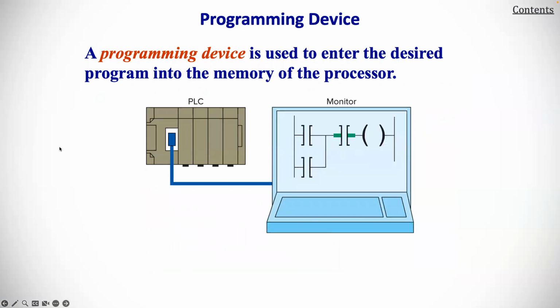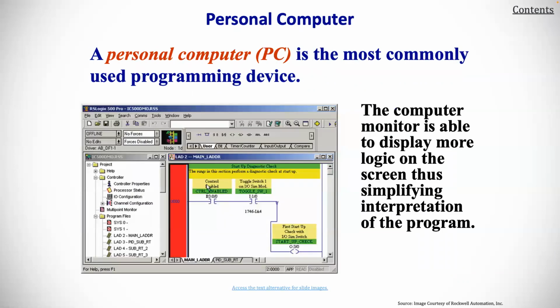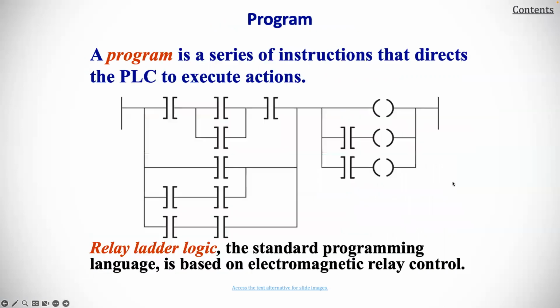So a programming device is used to enter the desired program into the memory of the processor. And so here you're getting that middle ground of going from an input to an output. A personal computer is the most commonly used programming device. The computer monitor is able to display more logic on the screen, thus simplifying the interpretation of the program.